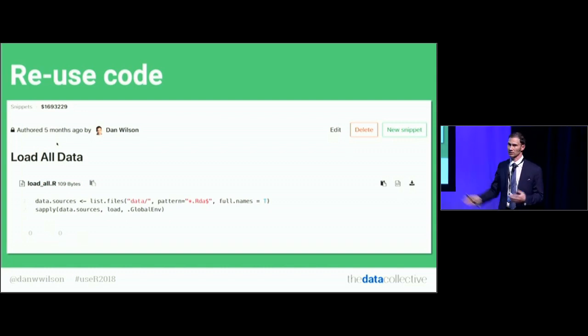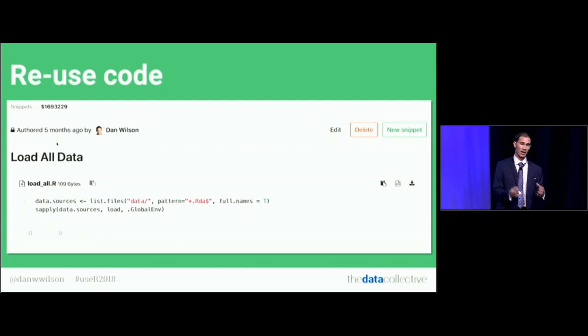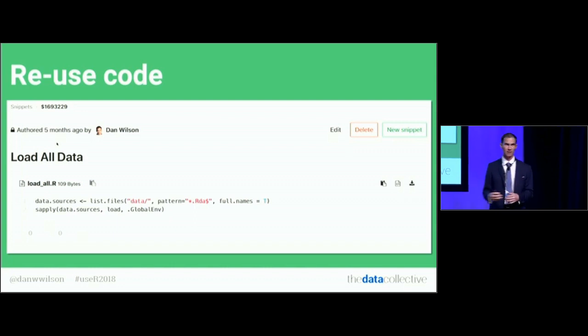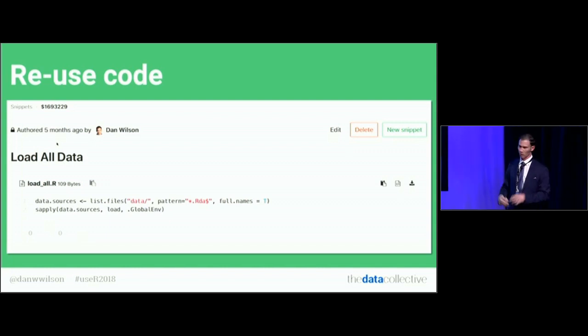I host things on GitLab, largely because they allow you to have private projects for free at the moment. So for my client stuff, I try to keep that private because it's not everyone else's business. But I started to use these snippets just to keep important pieces of code that I needed to remember. This is an example of one of loading all the RDA files in a particular folder.